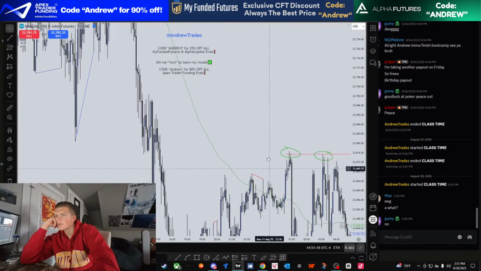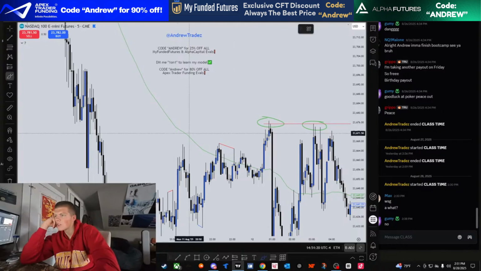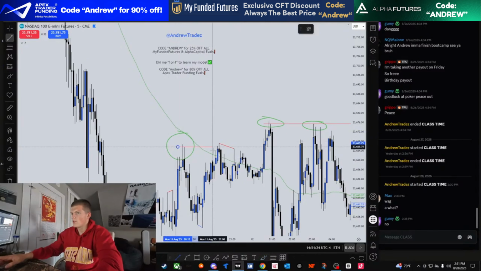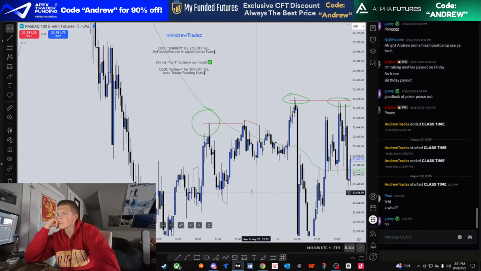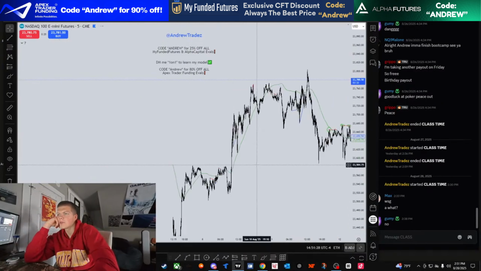This would be another example, right? Look at this, relative equal highs. What do we see happens? Boom, absolutely smashes through this trade. So that's basically relative equal highs and lows.